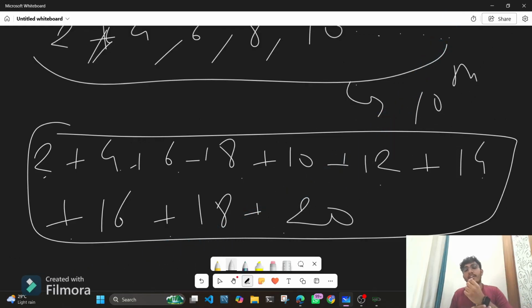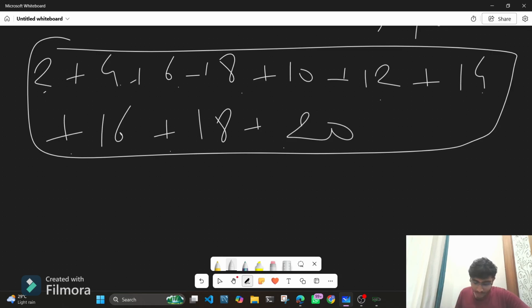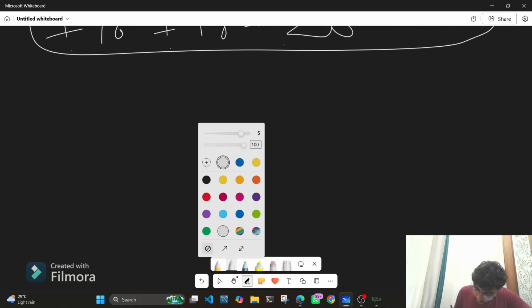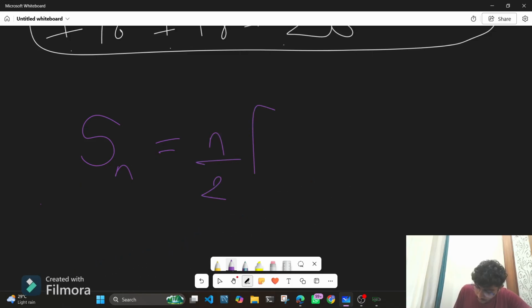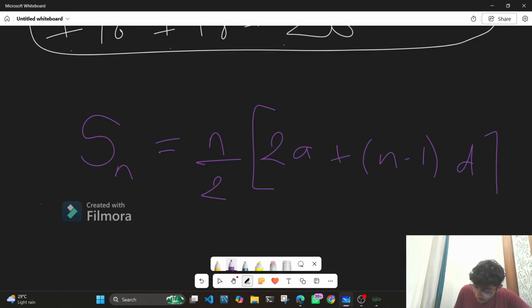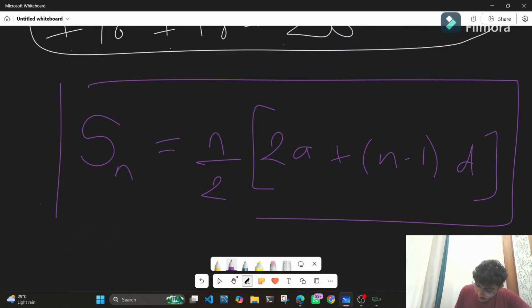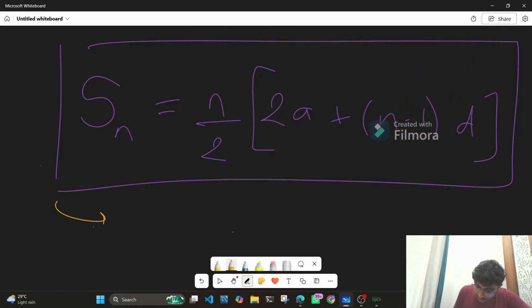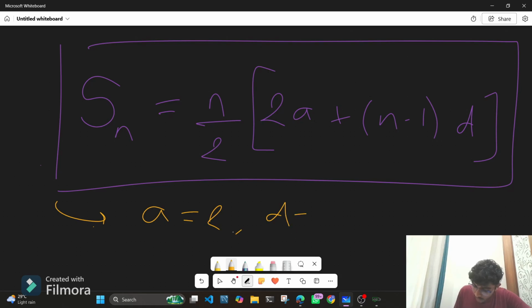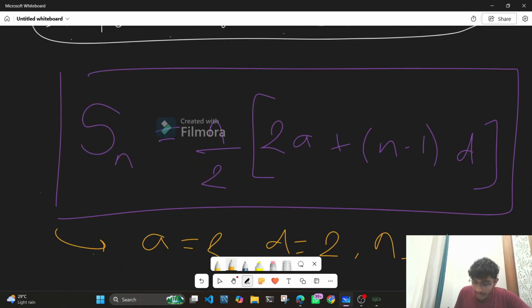Instead, we can use the formula to directly find the sum of n terms. The formula for the sum of n terms, denoted by Sn, is n by 2 times bracket 2a plus n minus 1 d. This is the direct formula to find the sum. Now again, let's take our example. In our example, a is equal to 2, d is equal to 2, and n was 10, right? Because we need to find the sum till the 10th term.